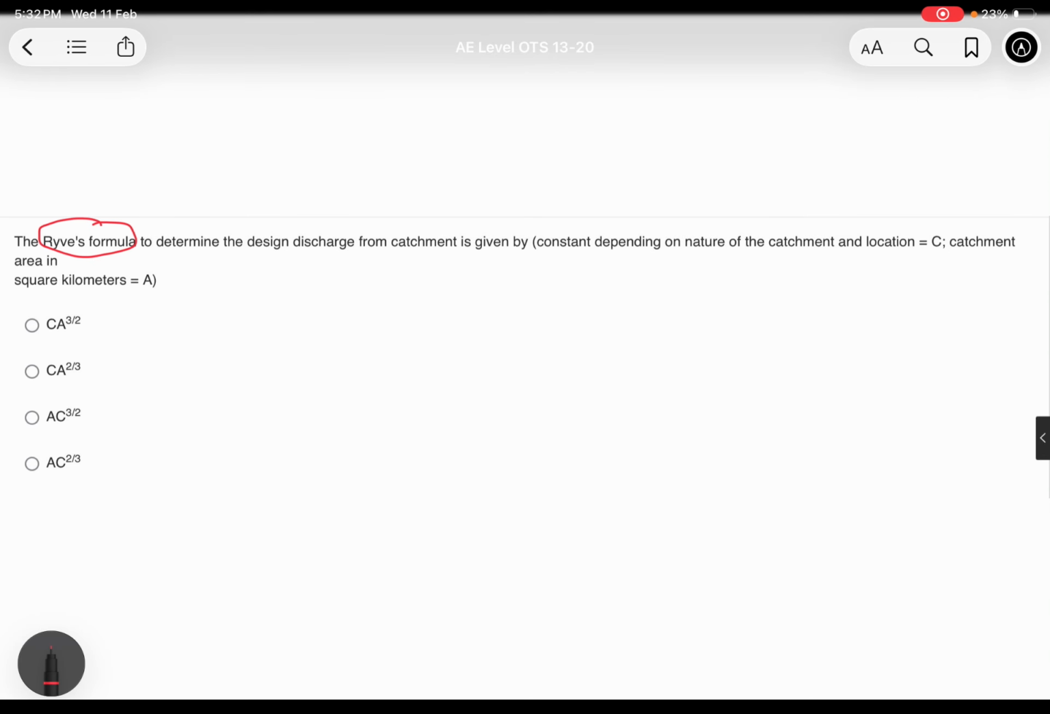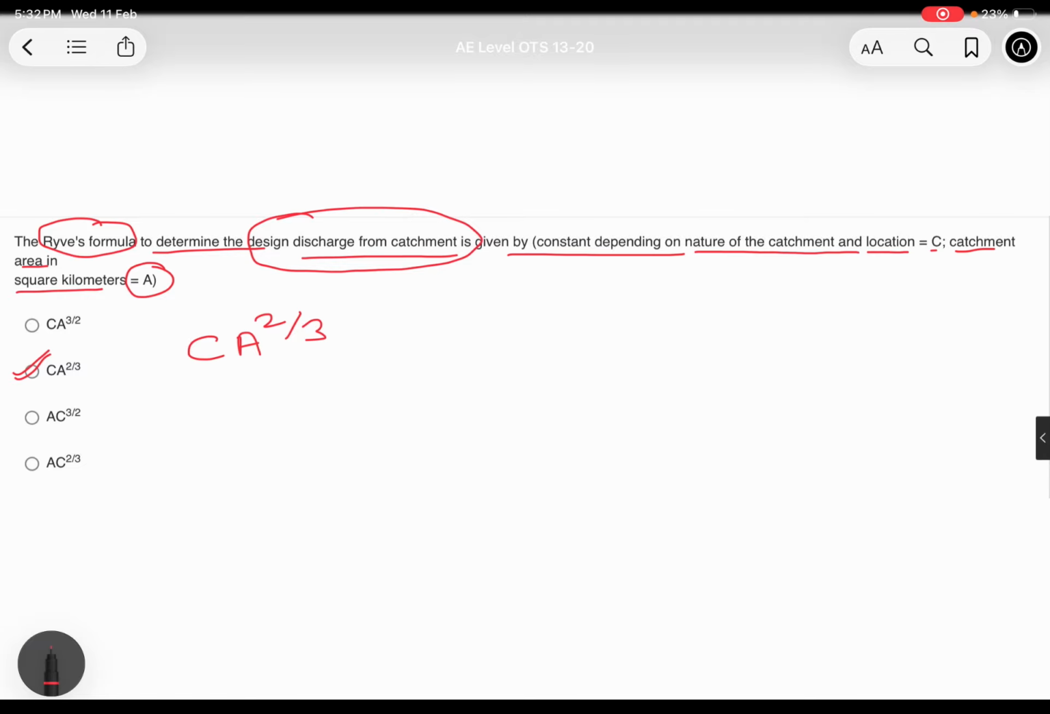The Ryves formula to determine the design discharge from a catchment is given by a constant depending upon the nature of the catchment and location, C. Catchment area in square kilometer is A. So this becomes C into A to the power 2/3. That is the Ryves formula, to determine discharge from a catchment.